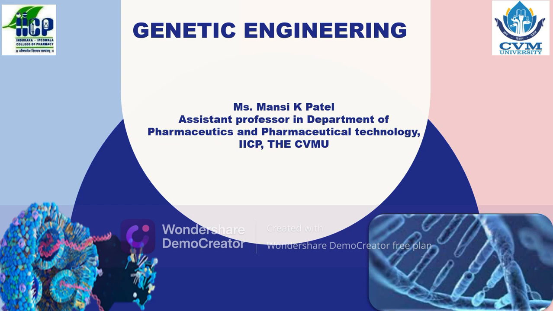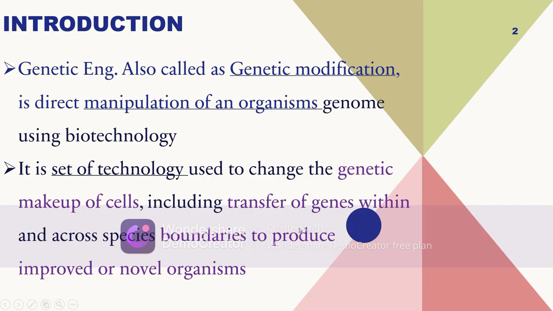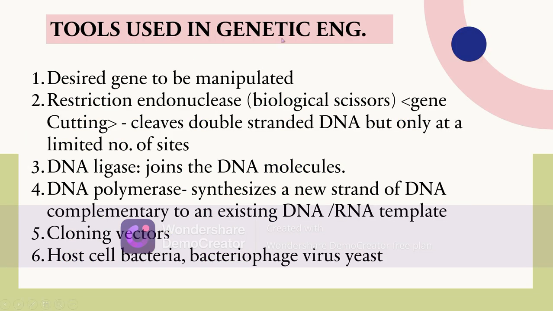So what is genetic engineering? Genetic engineering is a modification of a gene, which is a direct manipulation of any living organism's genome by using biotechnology. Any kind of alteration or manipulation we do in a gene by using biotechnology is called genetic engineering. It is the set of technologies used to change the genetic makeup of a cell, including transfer of genes within and across species boundaries to produce improved or novel genes. Then, the tools which we are using in genetic engineering.